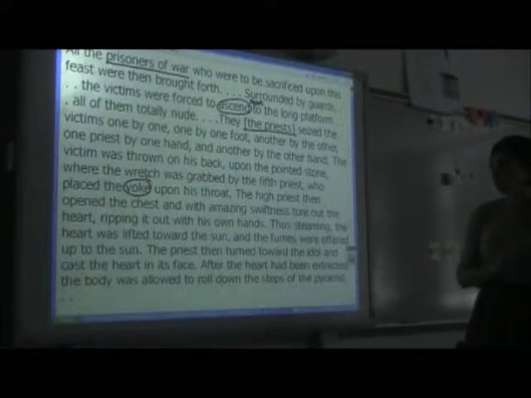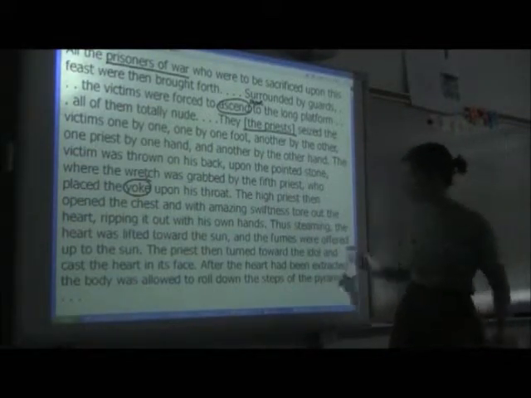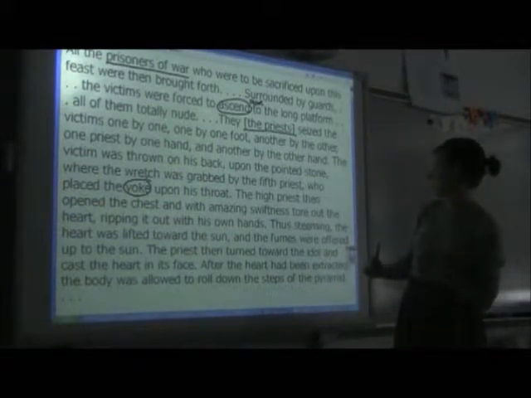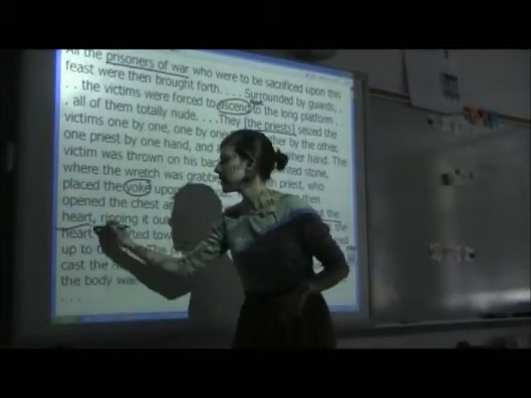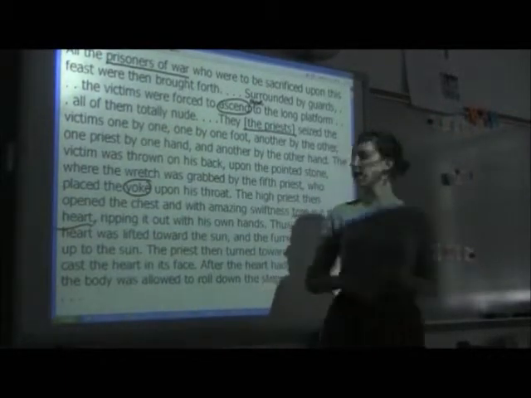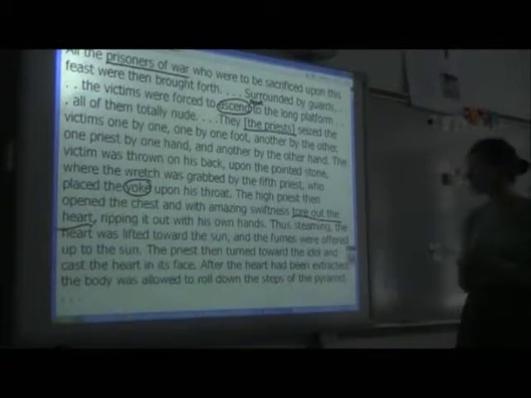Okay, so this seems to me like it's all building, and they're ripping out the heart. So this is the actual sacrifice. So I'm going to underline that he's tearing out the heart, and that this is the actual sacrifice.